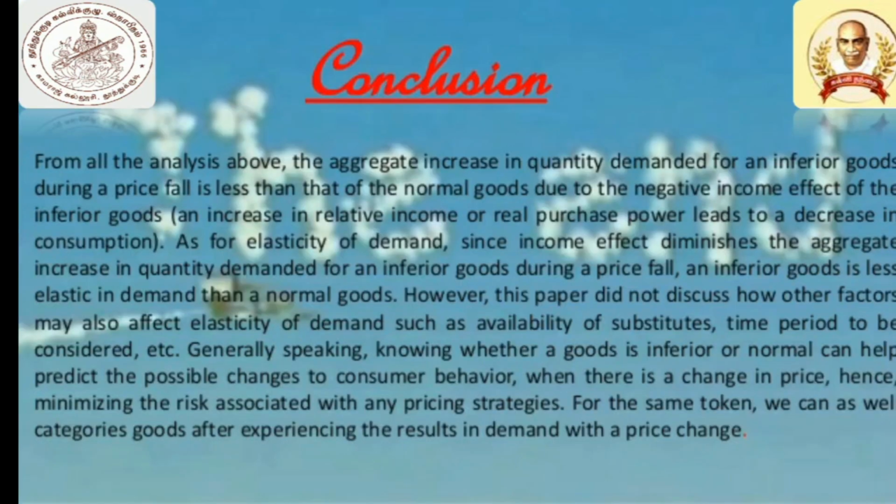Conclusion: from all the analysis above, the aggregate increase in quantity demanded for an inferior good during a price fall is less than that of a normal good due to the negative income effect of the inferior good.